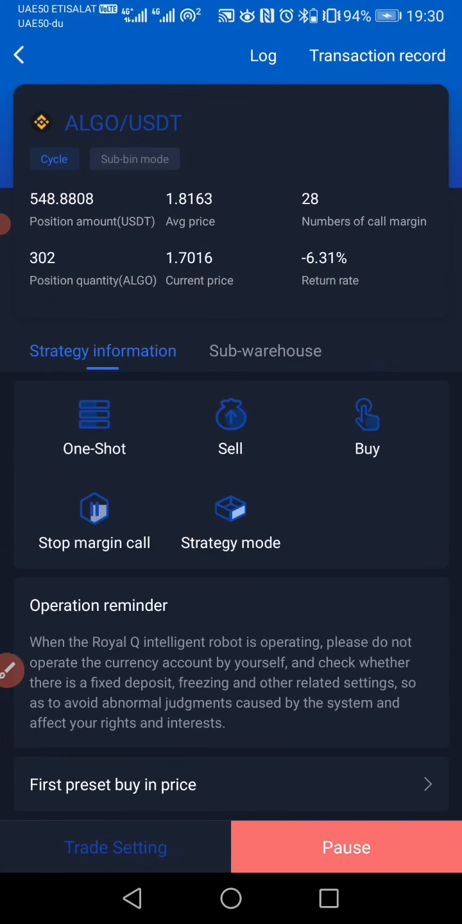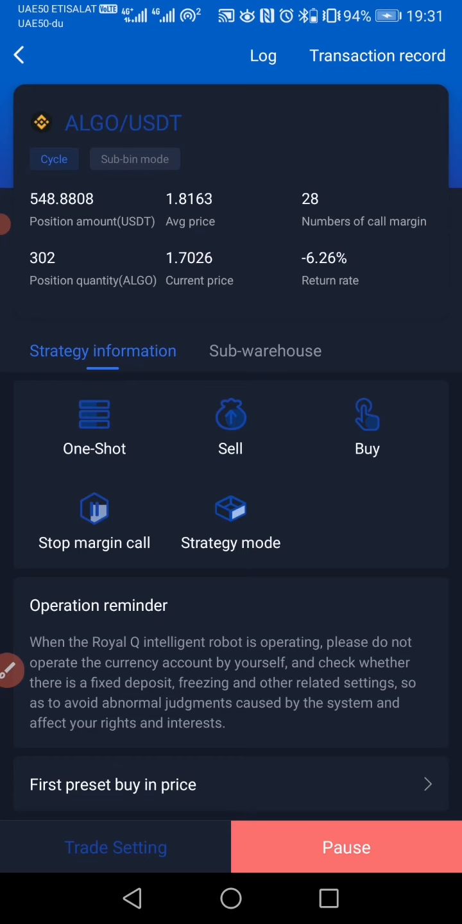If you look at my screen, you will see ALGO. ALGO's average price at the moment is 1.8163, while the current price is 1.7023. If you look at both, you see that the difference between them is not too big, and this coin has a return rate of 6.26 at the moment, which is not too far from returning back to profit.